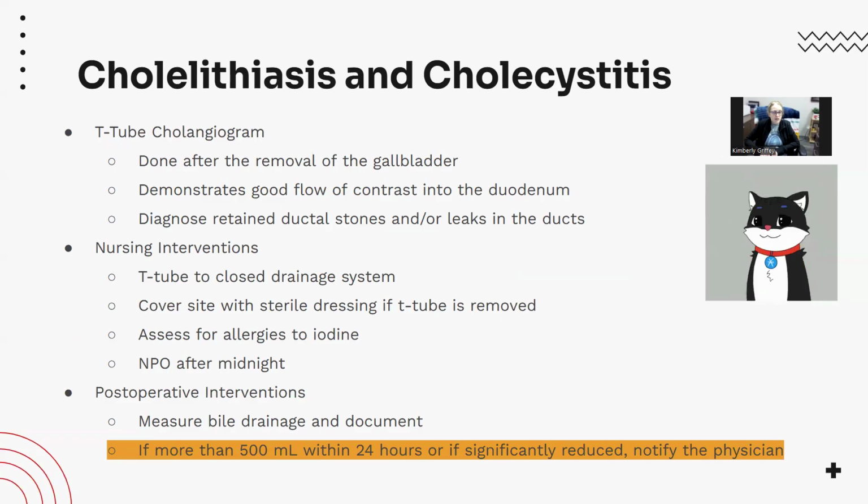So the T-tube will be connected to a closed drainage system, covered with a sterile dressing. If it's removed, assess for allergies to iodine, NPO after midnight. With the drainage bag, you want to measure bile drainage and document. If they have more than 500 mils within 24 hours, or if it's significantly reduced, you need to notify the provider. After 24 hours, the drainage should decrease, but you don't want any more than 500 mils.